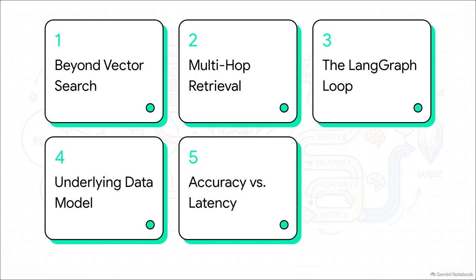We'll start with 1, beyond simple vector search. 2, multi-hop agentic retrieval. 3, inside the LangGraph loop. 4, the underlying data model. And 5, accuracy versus latency trade-offs. Let's get right into it.